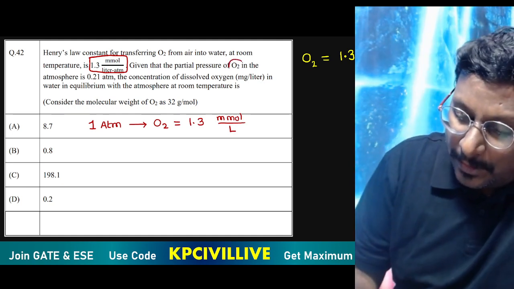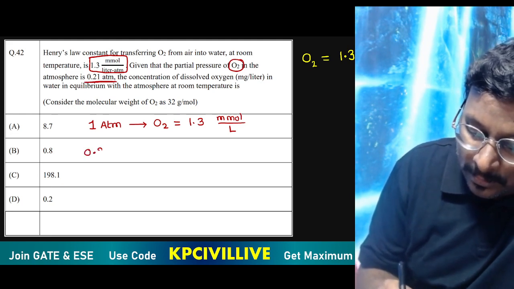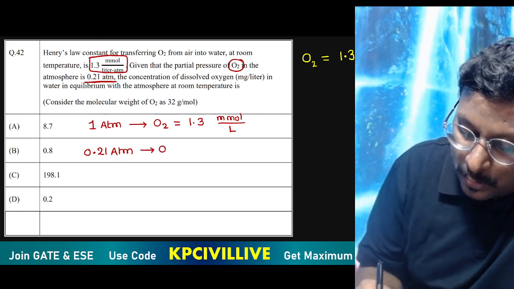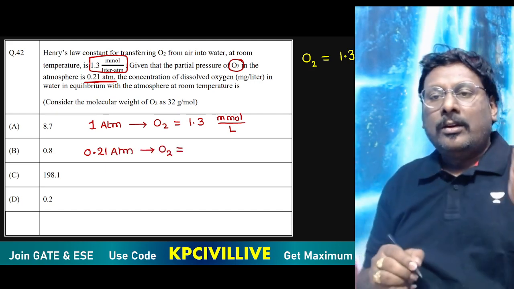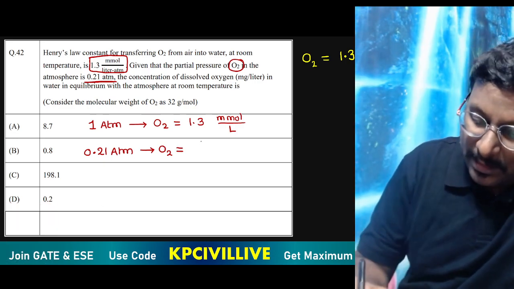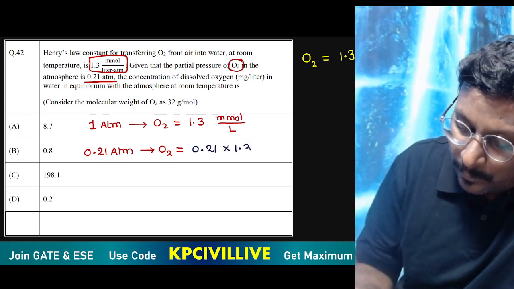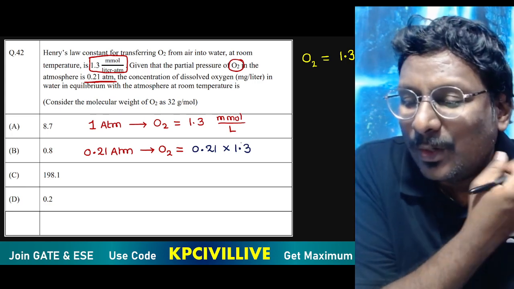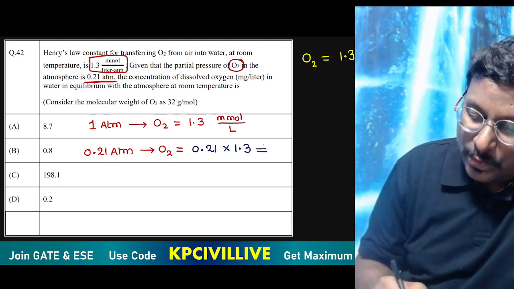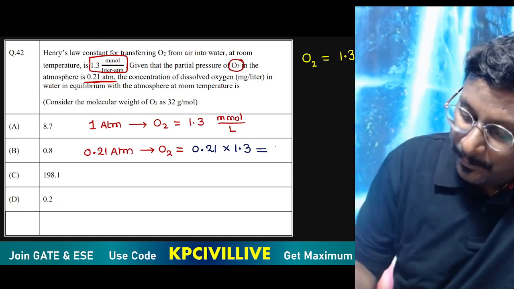Given that the partial pressure of oxygen in the atmosphere is 0.21. So now the partial pressure is 0.21. What is the oxygen concentration? For 1 atmosphere it is 1.3. For 0.21 atmosphere, what is it? 0.21 into 1.3. Simple, no? How much are you getting? Which is in millimole per liter. Do remember this.